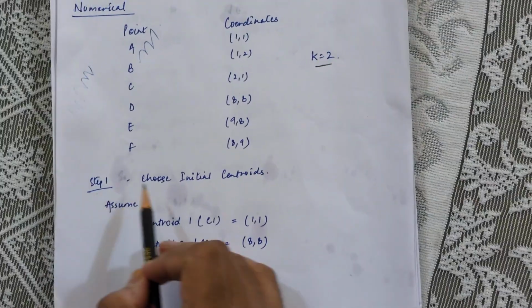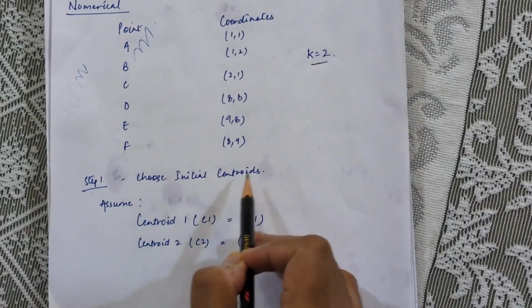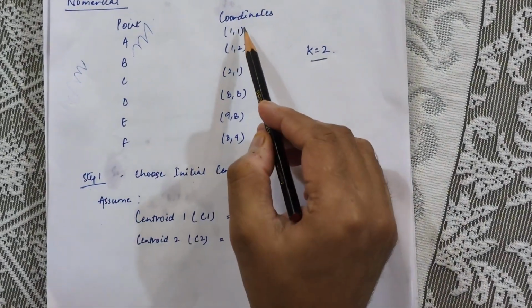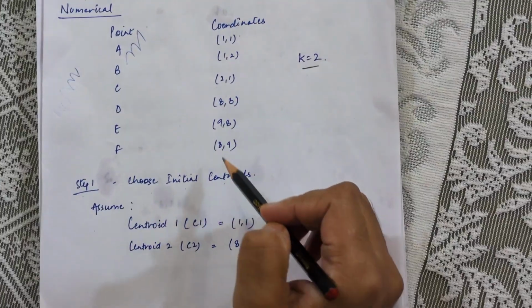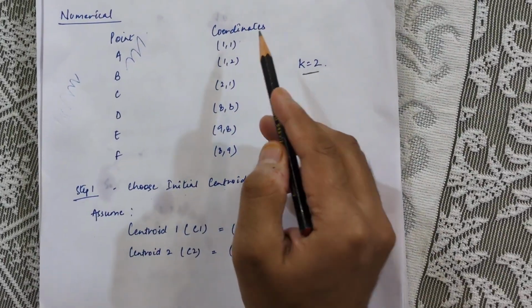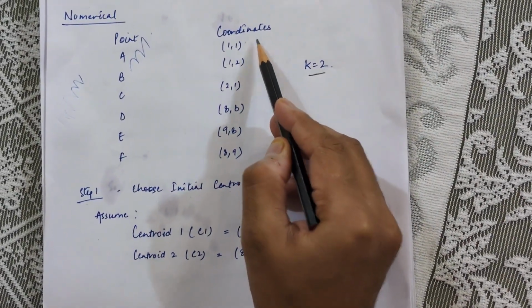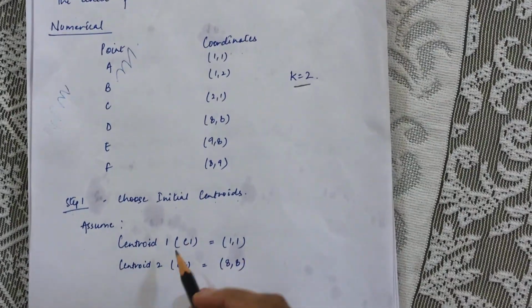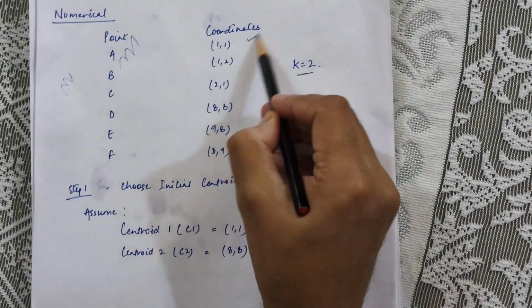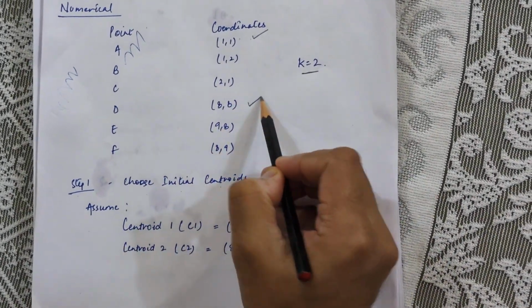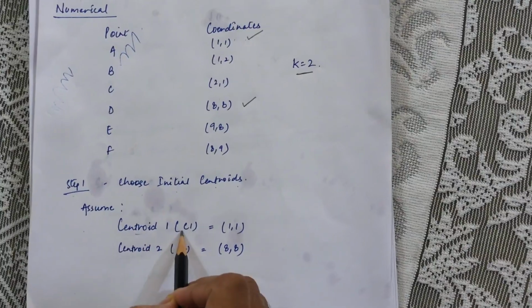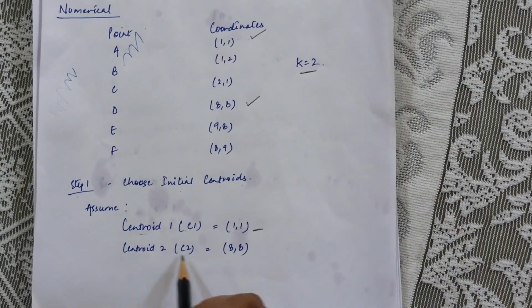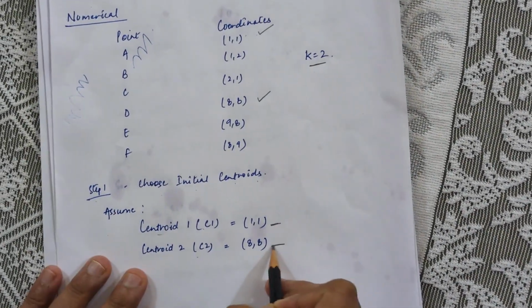Step number 1 in the problem would be to choose initial centroids. Out of all the coordinates that are given to you, you'll have to randomly choose 2 points as the centroids. Here in this problem we have chosen point A and point D as the centroids. So centroid C1 is equal to (1, 1) and centroid C2 is (8, 8).